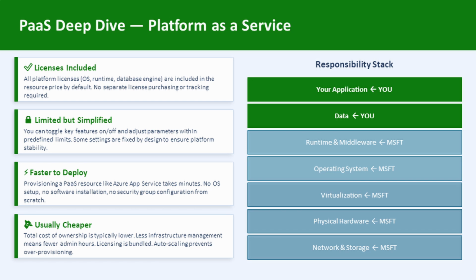Licensing is also dramatically simplified. All licenses for the platform components are bundled into the PaaS resource price. You don't need to purchase or track separate OS or database engine licenses. The trade-off is control. You can configure certain parameters, connection pool sizes, scaling behavior, environment variables, but you cannot go below the platform layer.